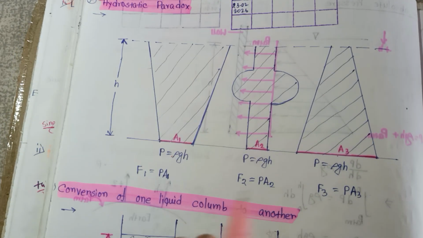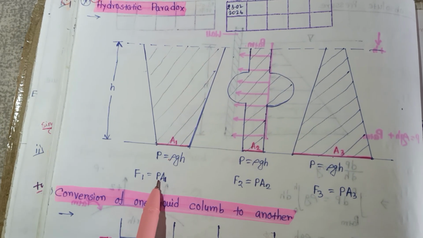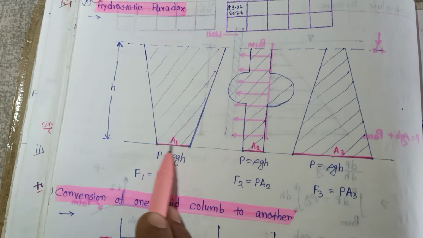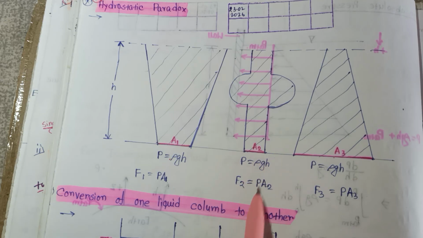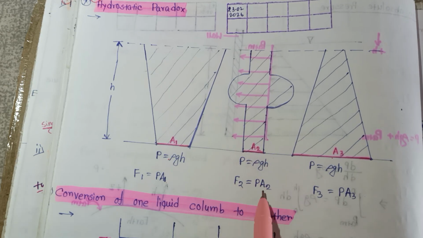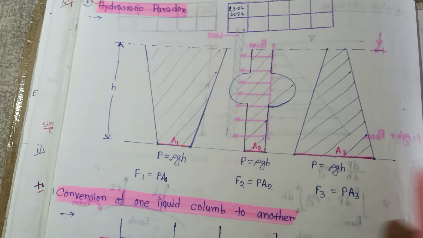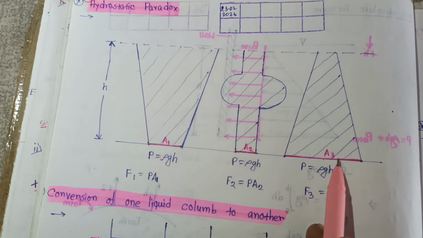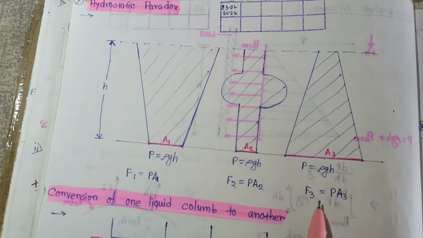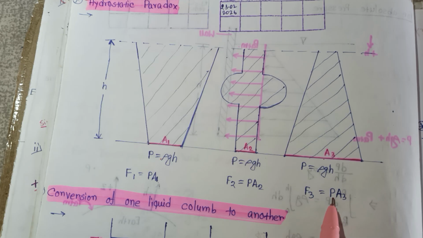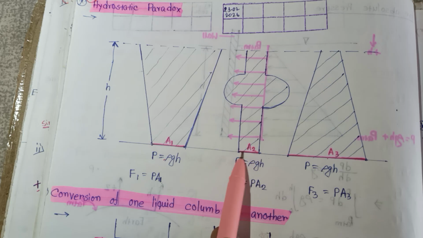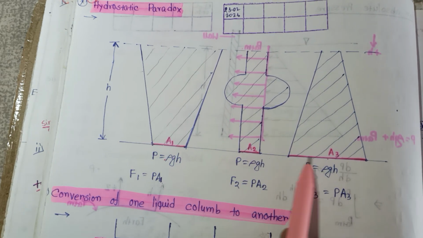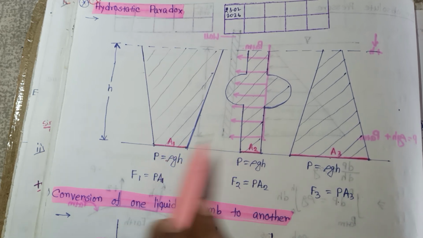Now if you want to calculate the force, that is P into area A1. So here the area is A1 and the pressure is rho gh, so the force is rho gh into A1. At the second location, F2 equals P into area A2. And for object 3, the force equals P into area A3. Here we see this is the smallest area, this is medium area, and this is the largest area. So F3 must be higher as compared to the other two.